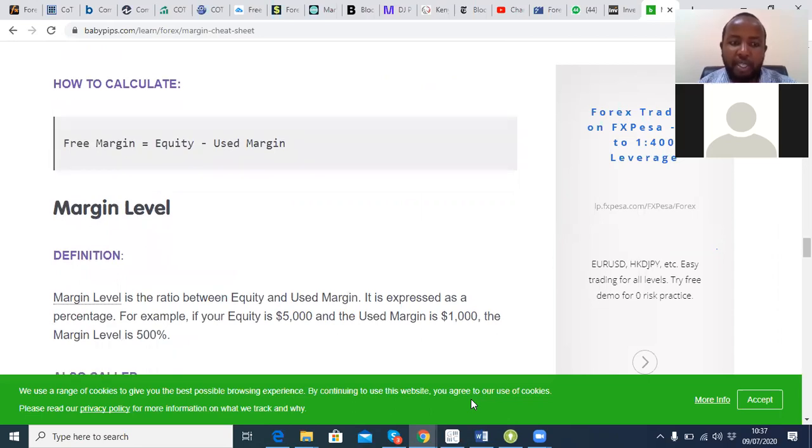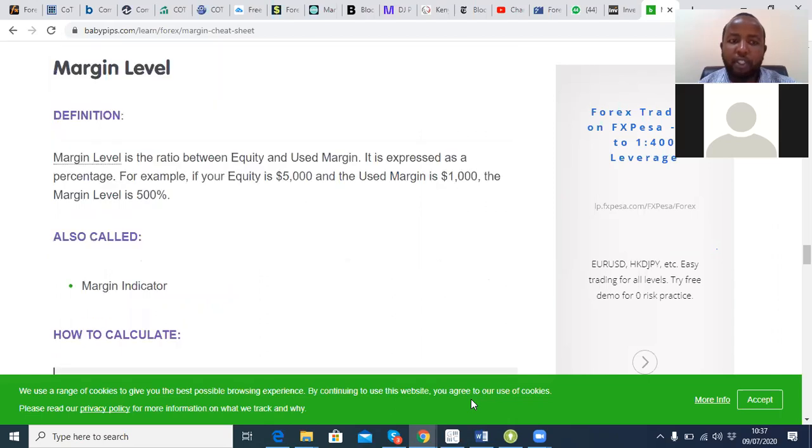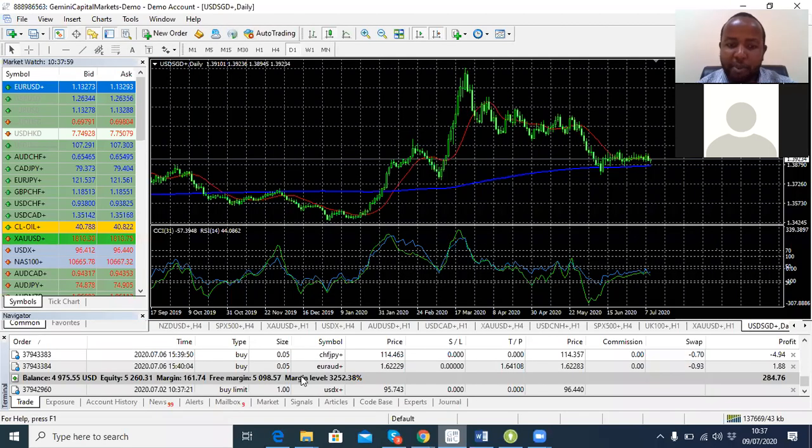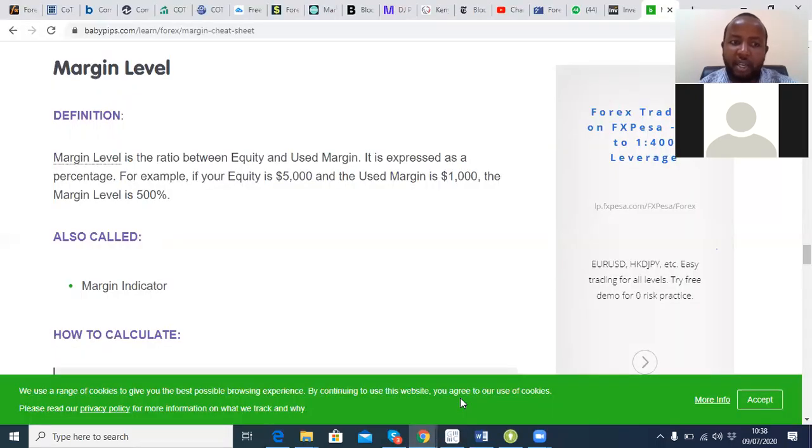And then we have the margin level. That's the percentage, the ratio between equity and used margin. For us to understand the equity and how much margin we are using, that's where the percentage comes in. This is the percentage I was telling you about. For us to understand, we need to understand the margin level. It's the ratio between the equity and all the used margin, from all the current positions running in the account.